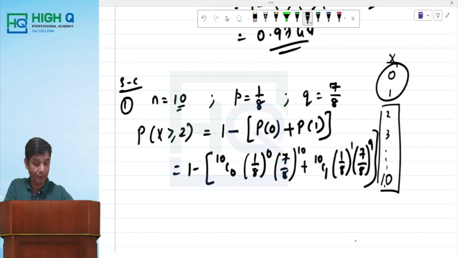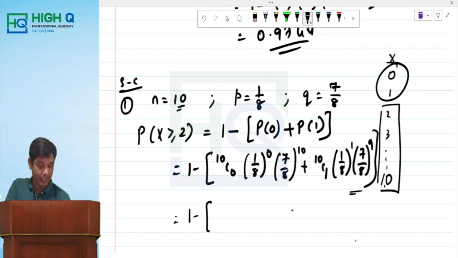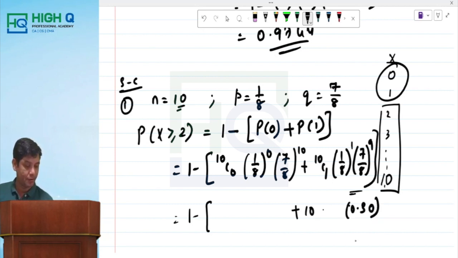See, you start from here. I think you can find out 7 by 8 whole power 9, right? 10C0 is 1 only. 1 by 8 whole power 0 is 1 only. 10C1 is 10 only. 7 by 8 whole power 9, can you please find out now first? Point? That's it. Point? And into 7 by 8.